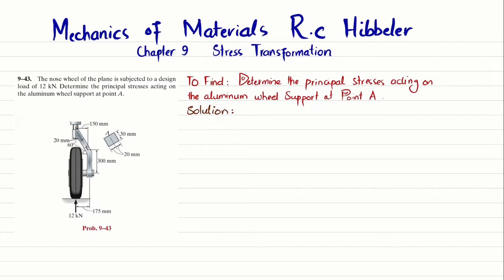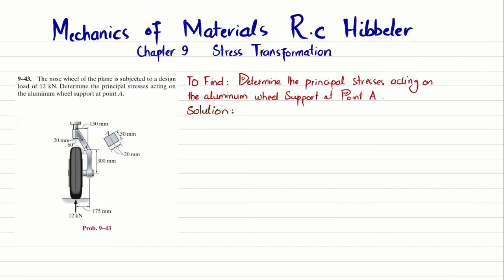So you can see this is the plane wheel that is subjected to a 12 kilonewton load acting on the nose wheel at this point, and this is the wheel support. So you have to find the principal stresses at the wheel support at point A. And from here you can see this is the cross section of this portion. So 20 millimeter plus 20 millimeter, so total height is 40 millimeter, and the width in this direction is 30 millimeter, and at the mid we have point A. So let's start with the solution.